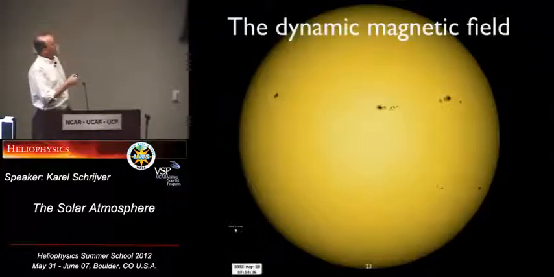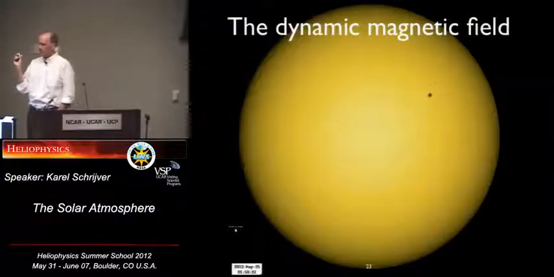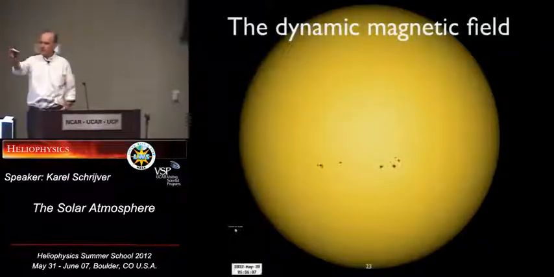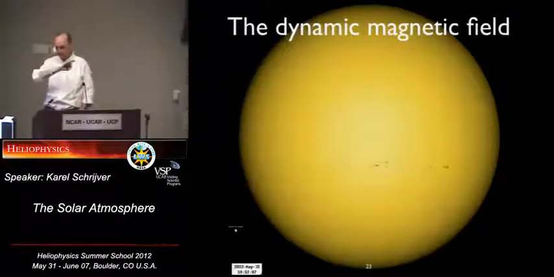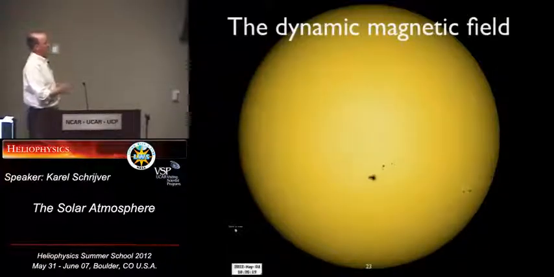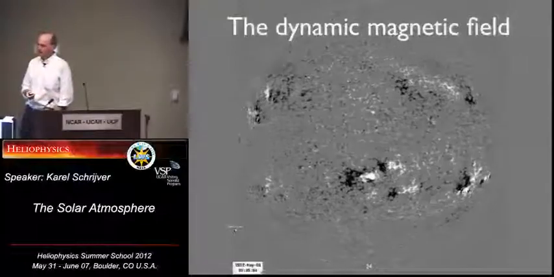Now, there's a few things you can see just here. Just as you look at the edge, you see these slight brightenings. Those are the faculae, the small magnetic concentrations that you see best at the sides, and that are rather difficult to see once you get them on disk, just because of the way that the radiative transfer is working. But they're there. And of course, once you start looking at them in a magnetogram, it is much more obvious.